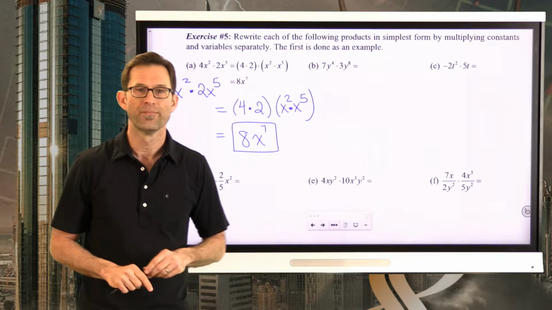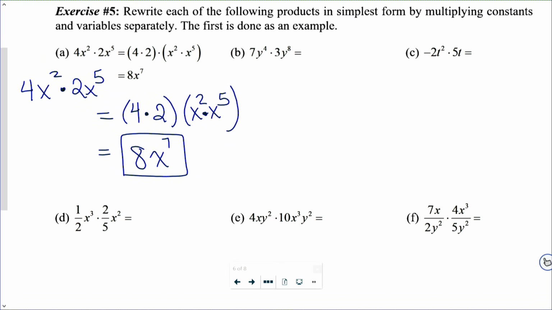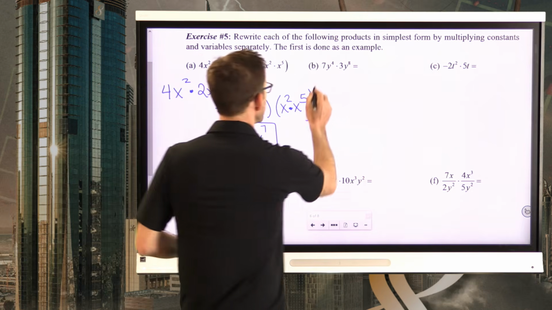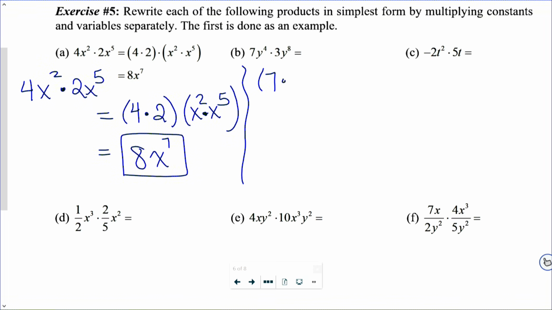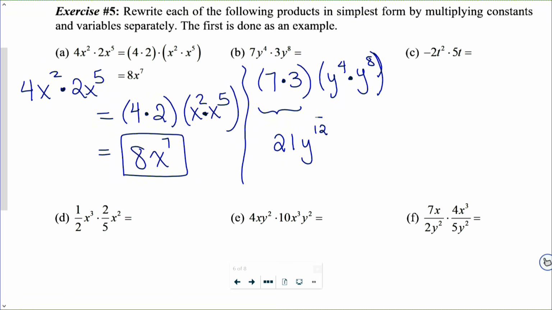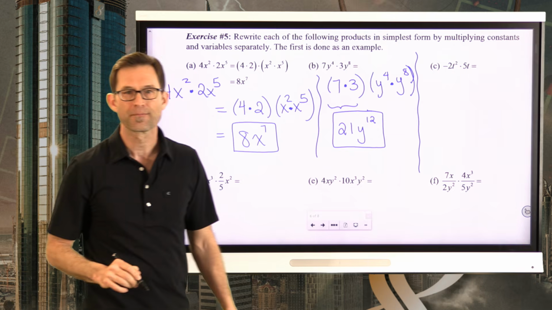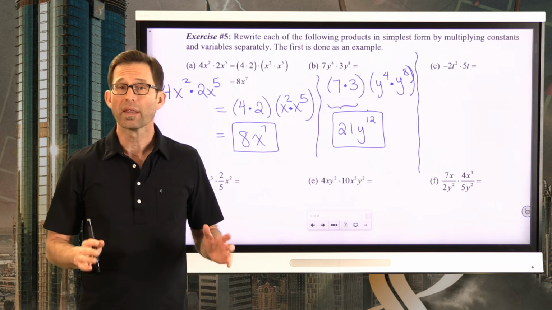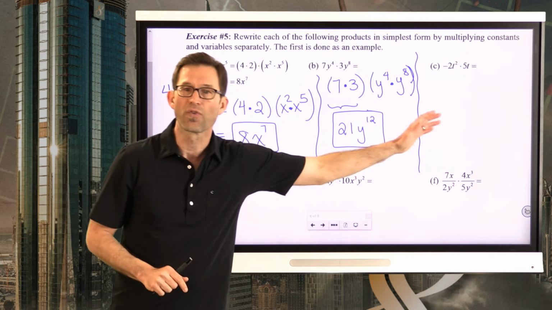Let's take a look at letter B. 7y to the fourth times 3y to the eighth. All right, great. So in other words, I can take this thing and I can rearrange it so that I'm first multiplying the constants, the coefficients, 7 times 3, and then I'm also doing y to the fourth times y to the eighth. All right, now 7 times 3, that's just 21. And y to the fourth times y to the eighth is y to the 12th, because I'm going to add their exponents.